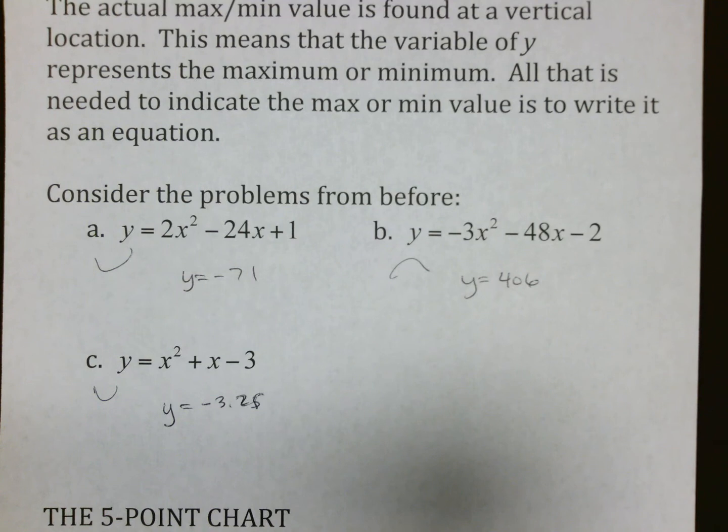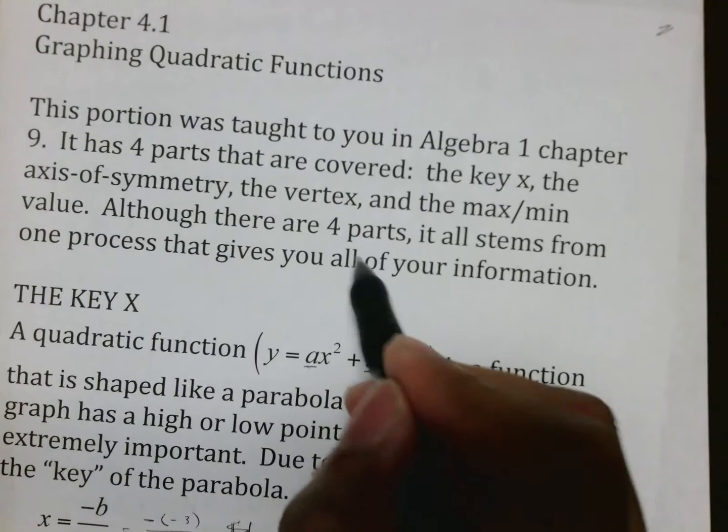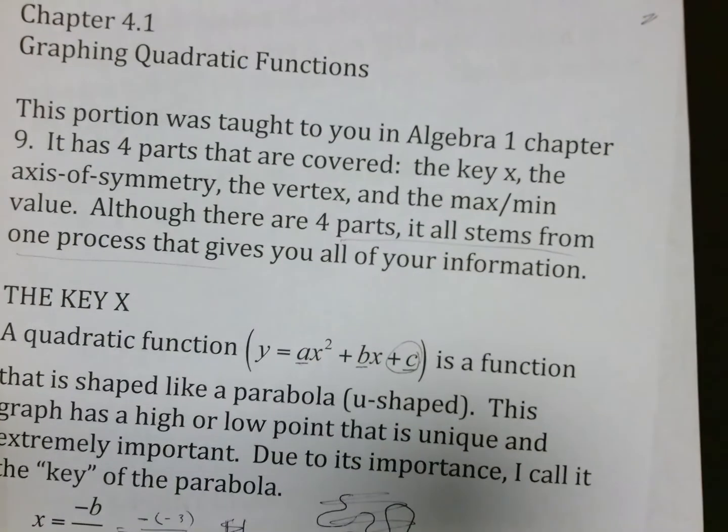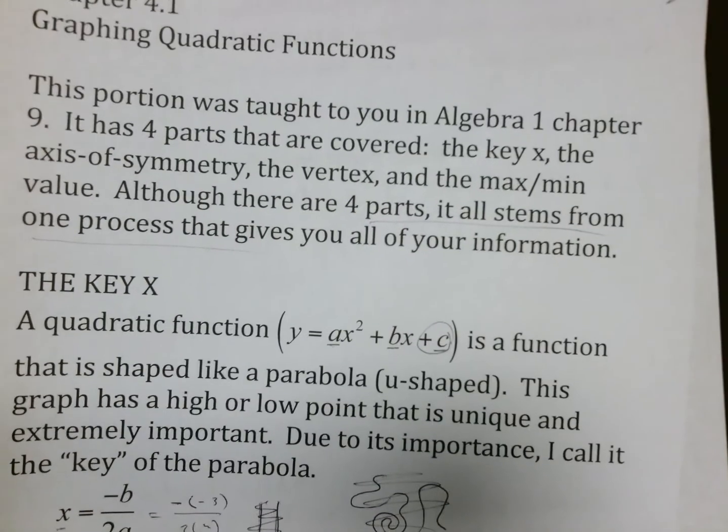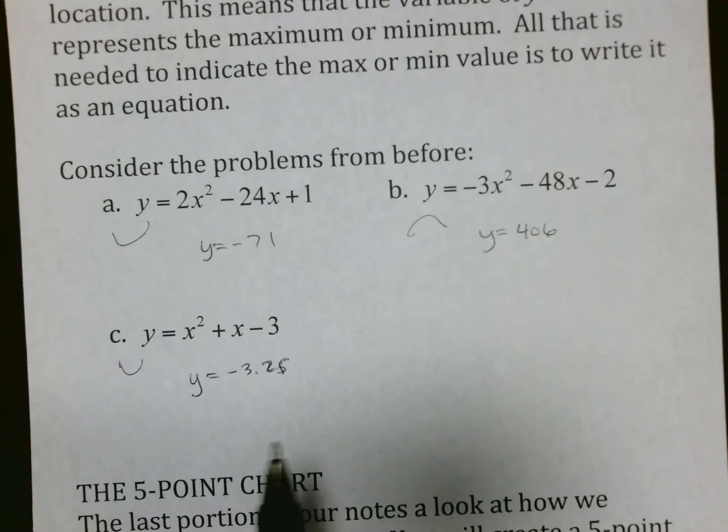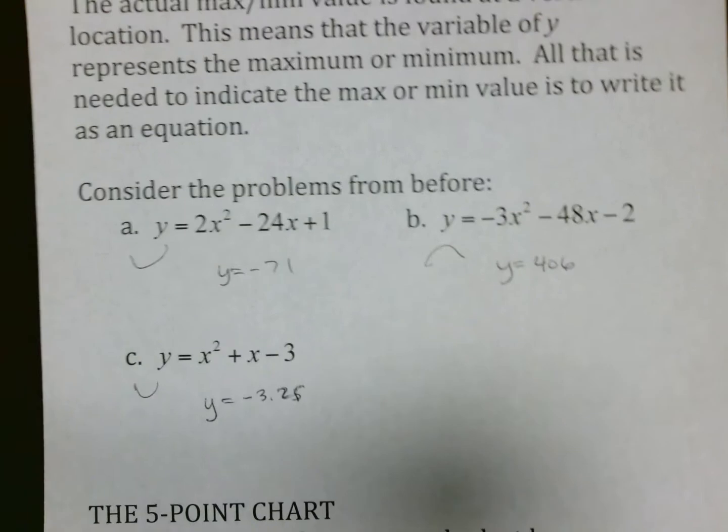Before we move on to the 5-point chart, let's go back to what I said in the beginning, which was that all 4 parts stem from one process. If you did not find your key x, you would not be able to find your key y. You would not be able to find your vertex, your axis of symmetry, or your max or min value. So that is the most important part, just to make sure you know what's going on.